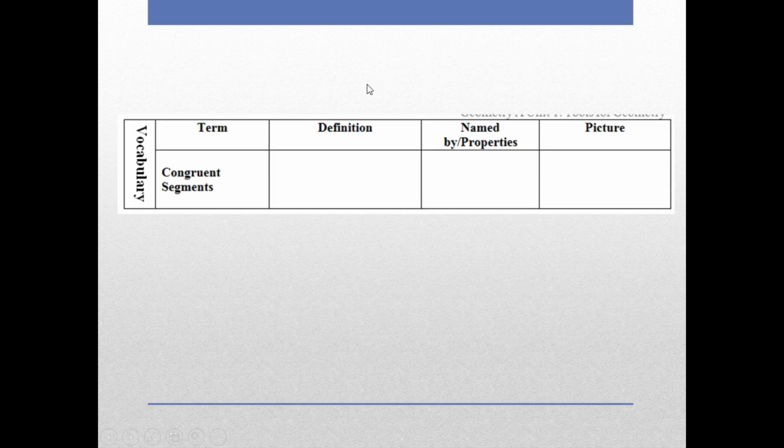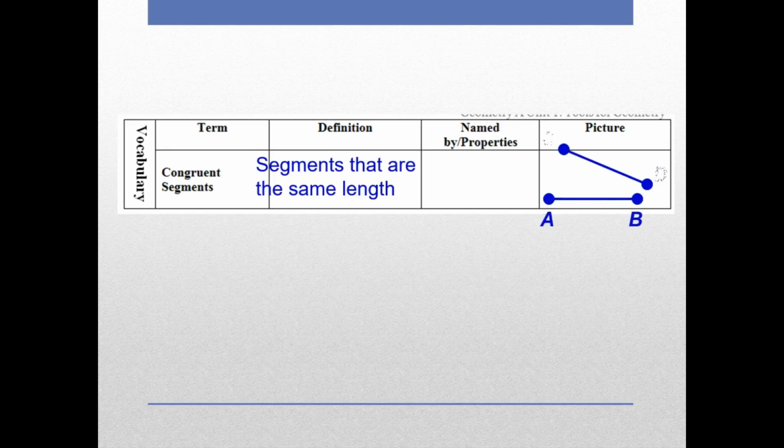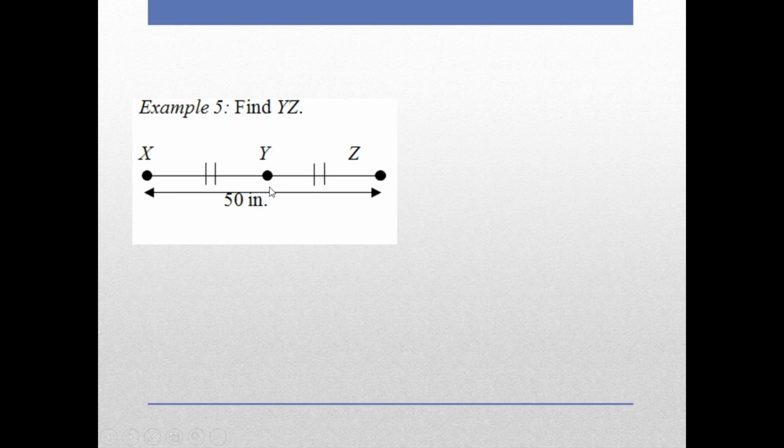All right, another vocab term, congruent segments, are segments that are the same length. In a diagram, you use this little hash mark here through the line segments to identify that they're congruent. The symbol for congruent is an equal sign with a little wavy line over the top. Example 5, if this whole length is 50 and these two segments are congruent, that means they have to be the same thing. So 50 divided by 2. Each one must be 25.